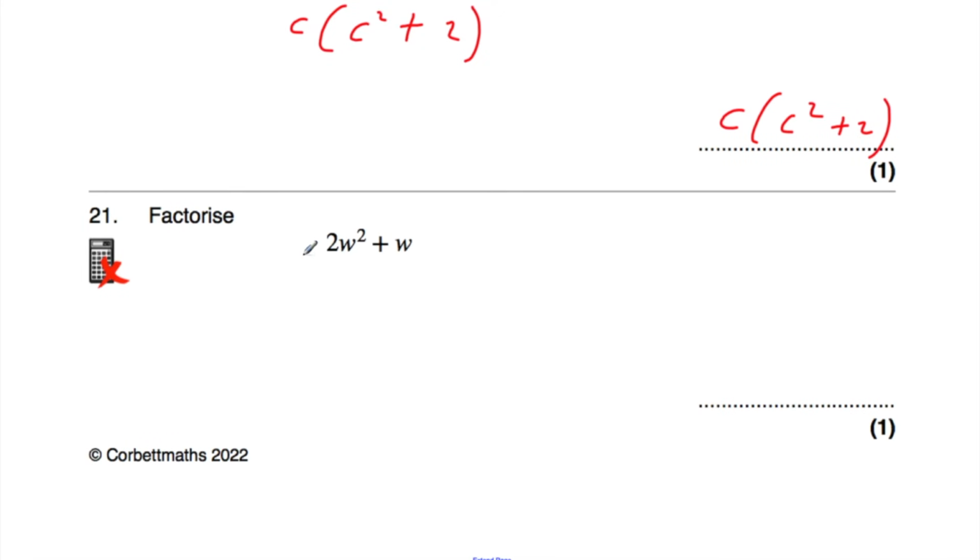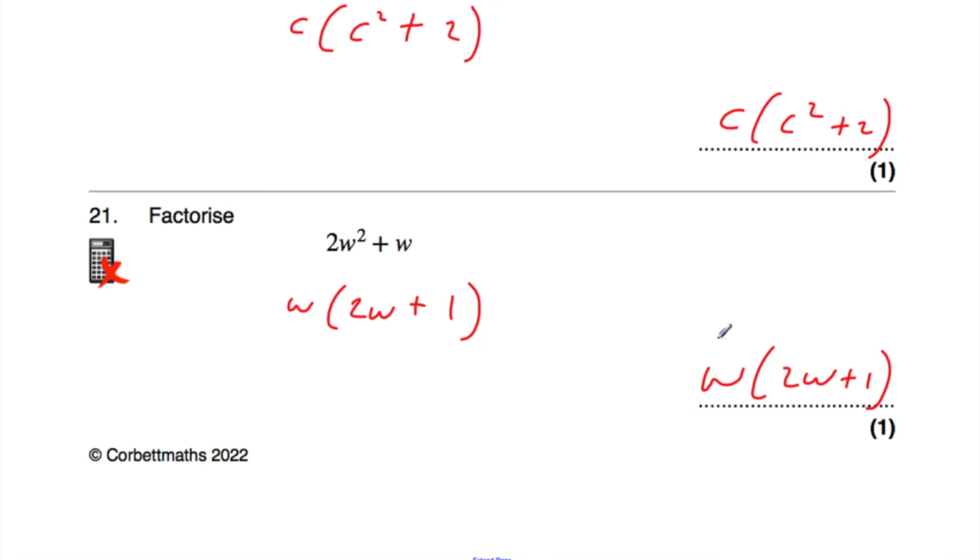Question number 21, we've been asked to factorise 2w squared plus w. Well, both of these terms are divisible by w, so let's take our w out. So we've got w and then open brackets. And we had 2w squared. Well, if we divide that by w, that would just leave us with 2w. And we can check that. W times 2w is 2w squared. And plus, and then we've got w, but we're dividing it by w because we're dividing both of the terms by w, and w divided by w is just 1. So answer would be w, open brackets, 2w plus 1, close brackets.